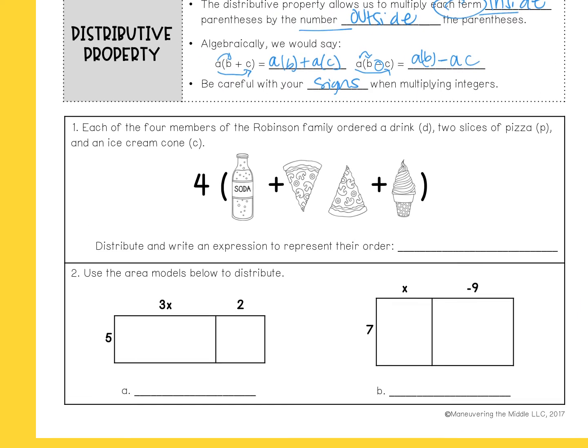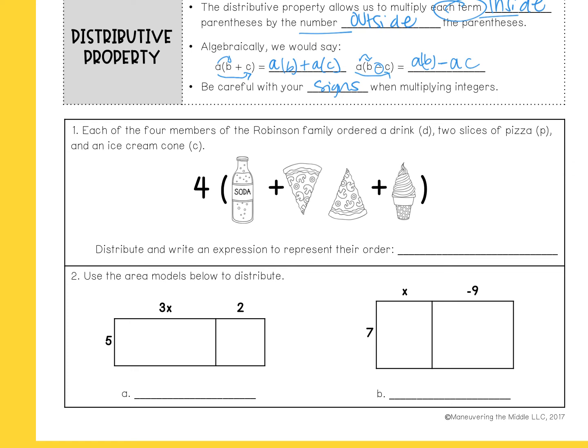So let's look at number 1 here. Number 1 says, each of the 4 members of the Robinson family ordered a drink. Our drink's going to be represented by the letter D, 2 slices of pizza, the letter P, and an ice cream cone, the letter C. So I'm going to go ahead and just label our soda to D, drink, our pizzas to P, and our ice cream to C. So each member in the family ordered the drink, 2 slices of pizza, and the ice cream cone.